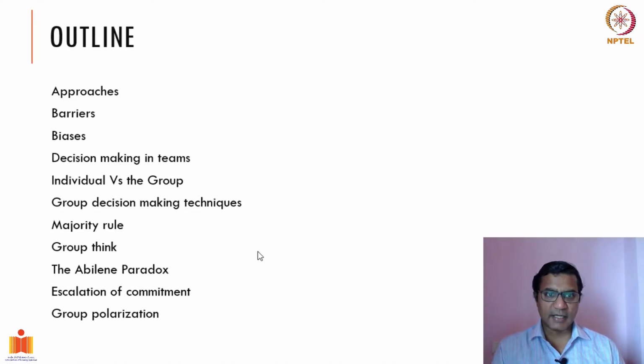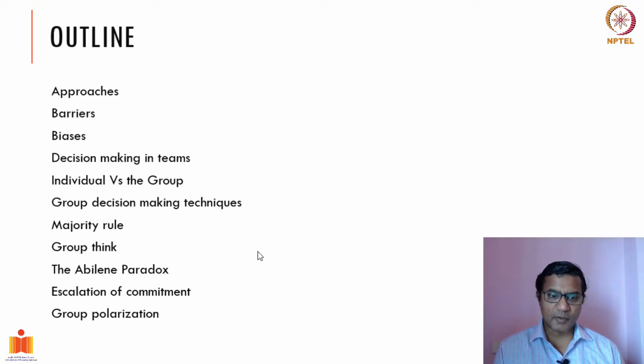This is the outline of the chapter. We'll start with different approaches in decision making. We'll understand the barriers and the biases involved in decision making. We'll also look at the decision making process in teams, and we'll compare the pros and cons of individual decision making and group decision making. We will also look at a few decision making techniques which are used in group context.